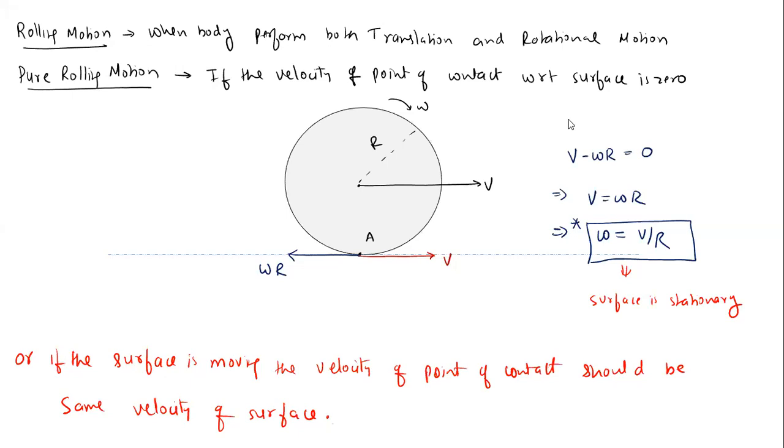See, even if you change the direction of the plank, there is no problem. That is why I gave you this statement that if the surface is moving, then the velocity of the point of contact should be same as the velocity of the surface. So you just need to equate the velocity of the plank with the velocity of the point of contact of the body.